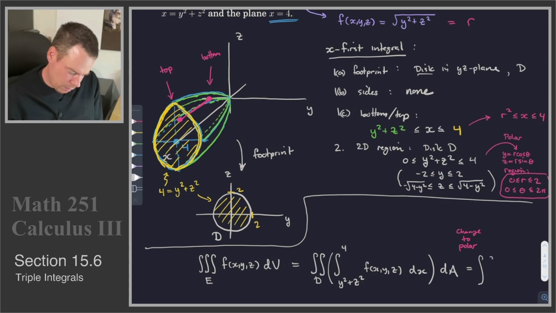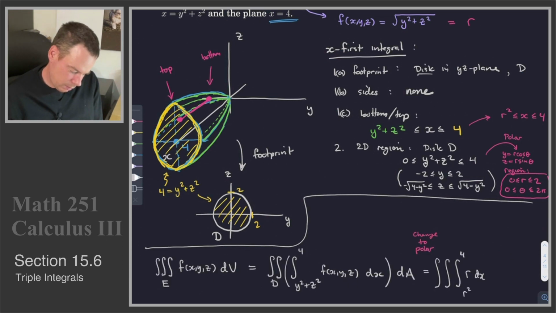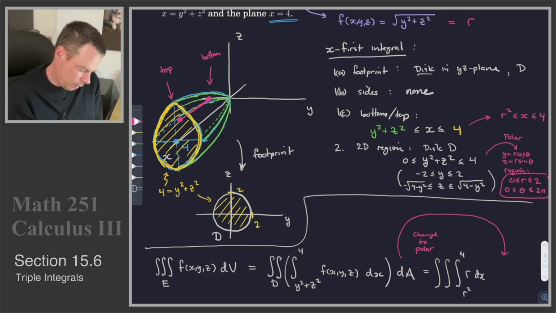So we've got our 2D integral, our double integral over the 2D region, which we'll deal with in a second. Our innermost integral is the one with respect to x. Now that goes from r squared to 4. Our function is r. Then we've got a dx. And then we've got our dA, that when we change to polar coordinates, becomes an r dr d theta. So that's an r dr d theta.